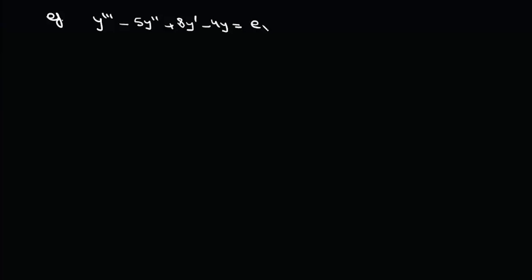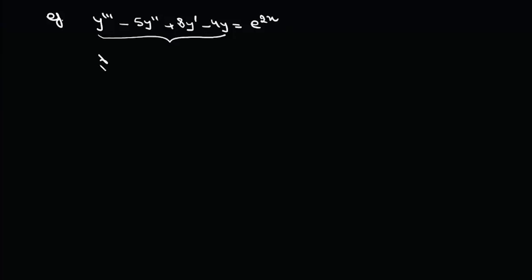Now we'll take up an example where we'll use the modification rule with a double root. Say for example, we're given a third order differential equation, which is y triple dash minus 5y double dash plus 8y dash minus 4y is equal to e to the power 2x.